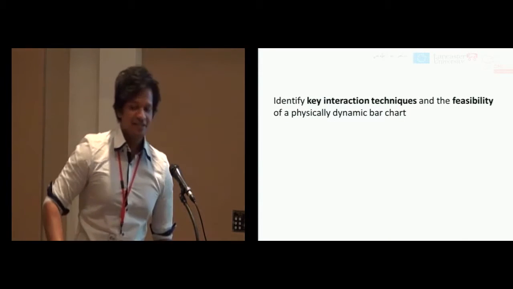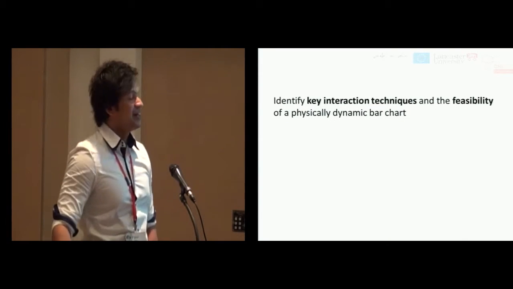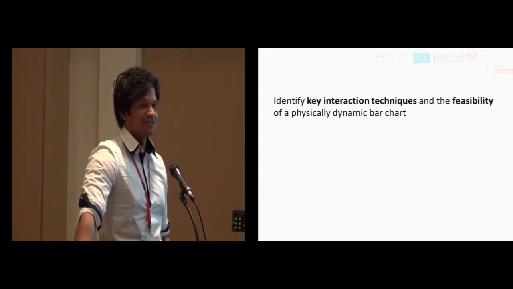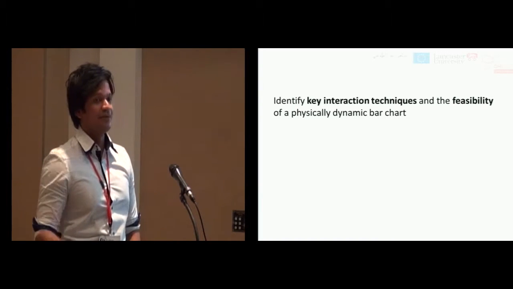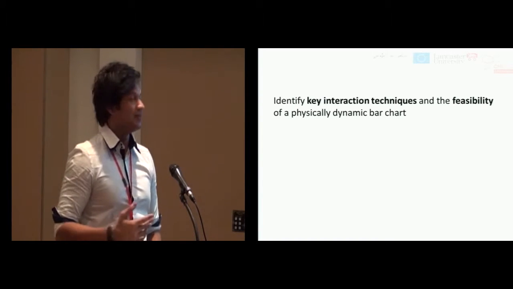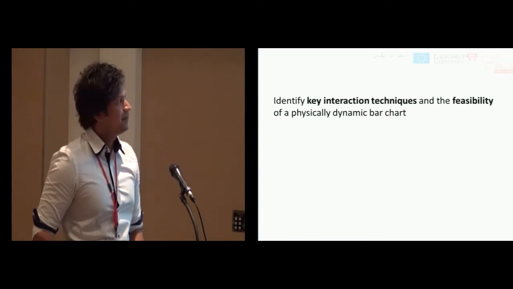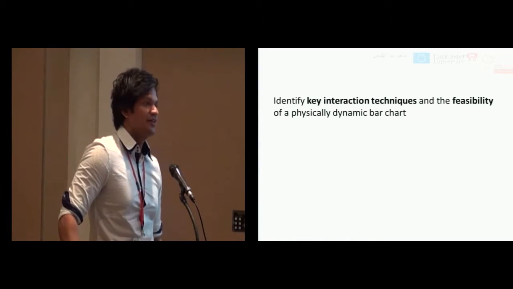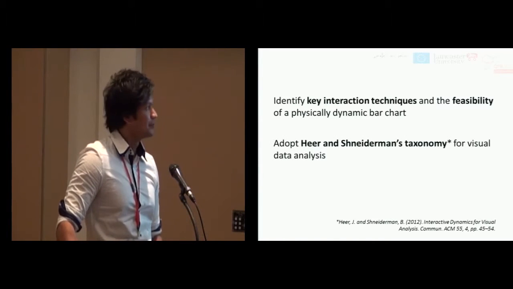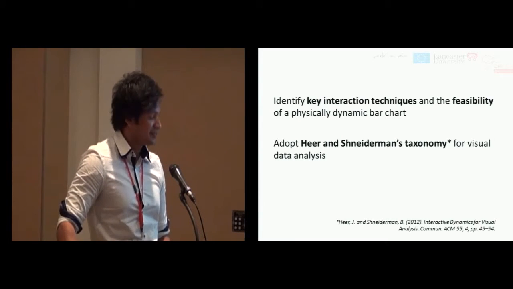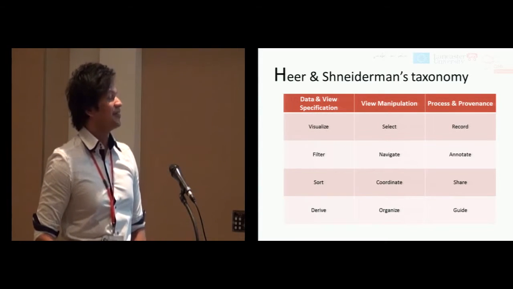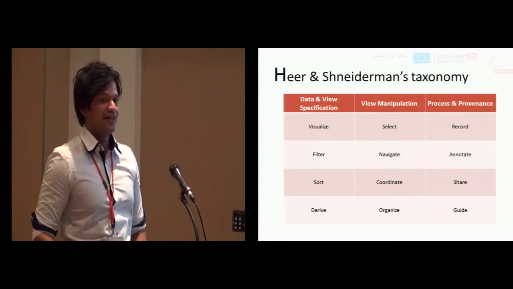Okay, so as I mentioned at the start, we were looking at interaction techniques with information visualizations, such as physically dynamic bar charts. And we looked at the potential of shape-changing displays that could achieve something like this. So to structure the interaction techniques, we looked at Schneiderman's taxonomy for visual data and analysis. But of course, this taxonomy covers a wide range of tasks.